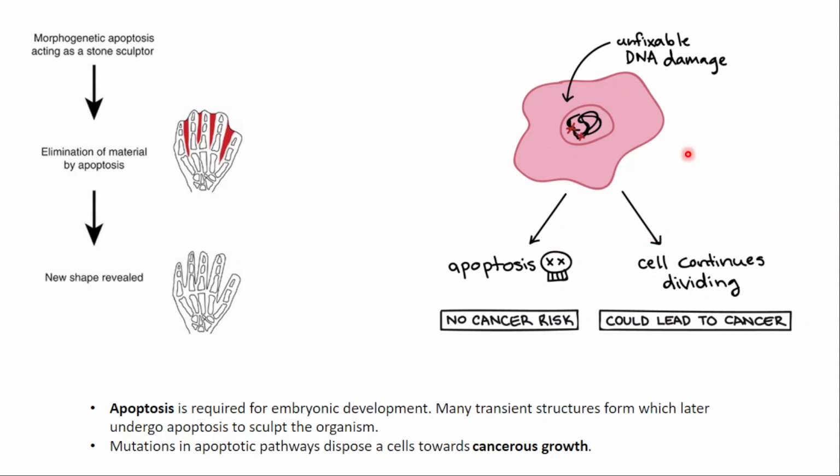Also, on the right-hand side, a simplistic diagram shows that mutation in apoptotic pathways disposes cells towards cancerous growth. Our body has lakhs and lakhs of cells, and each cell undergoes mitosis, and germ cells undergo meiosis, many times during our development as well as in adult life.